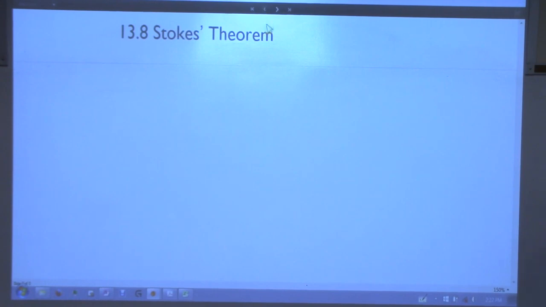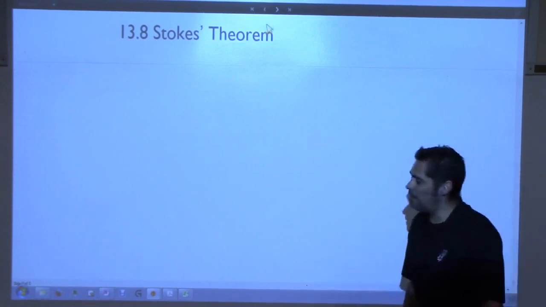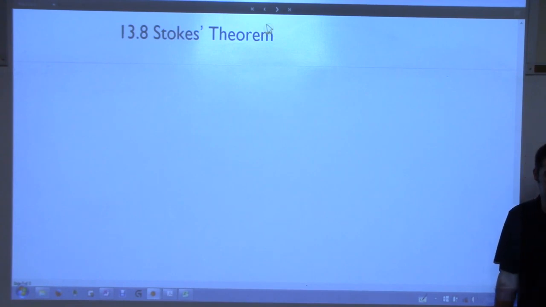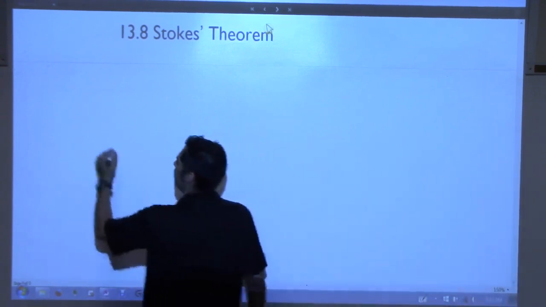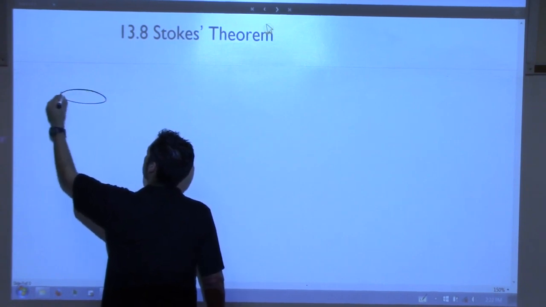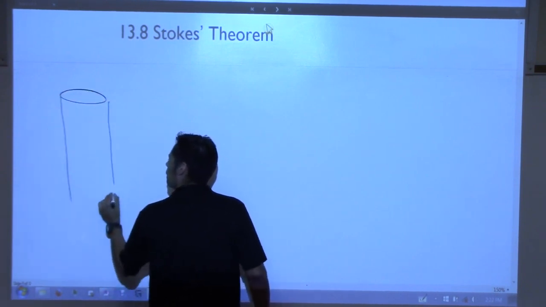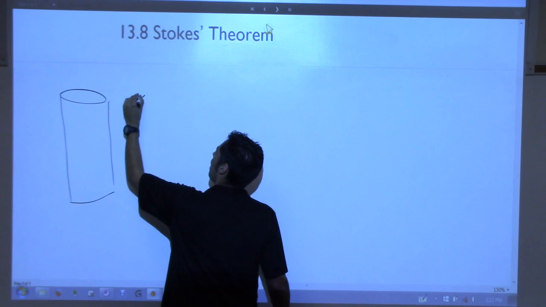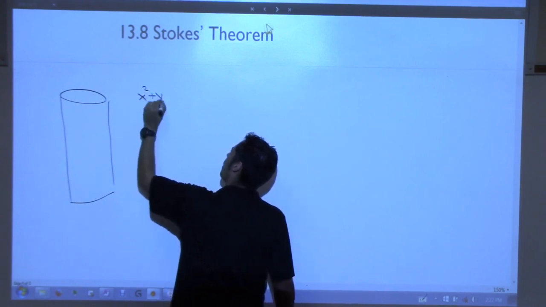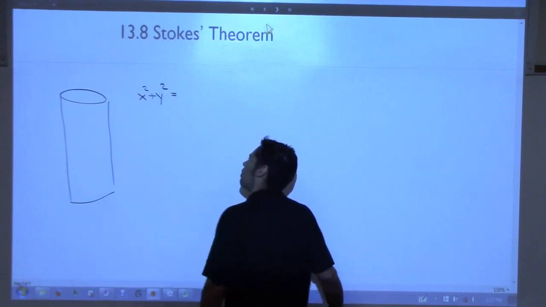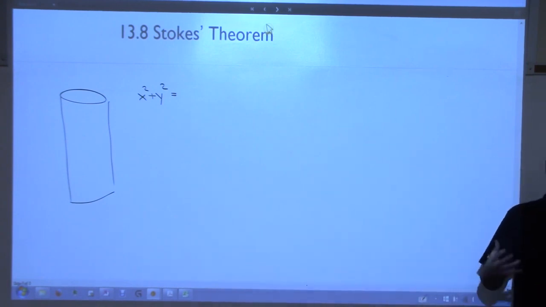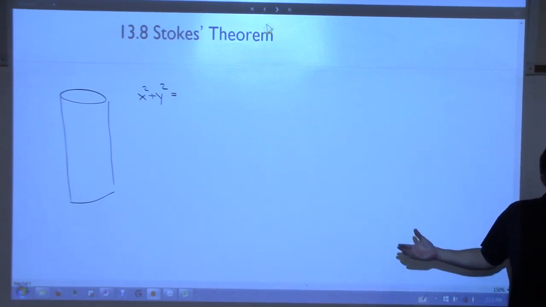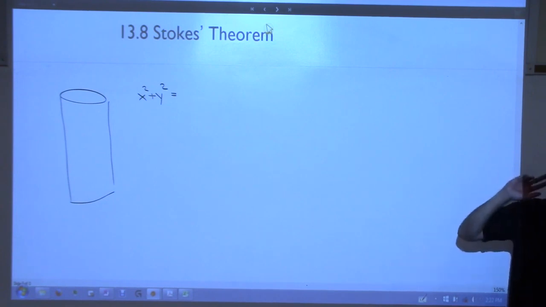All right, so here's kind of a cool problem. I found this doing a little bit of research on Stokes' theorem. Let's say that you have a cylinder, okay? And let's say this cylinder has the equation x squared plus y squared equals... Now I'll ask you, do you want it to be a general cylinder, or you want me to actually fix the radius at something? General. You want to do general?